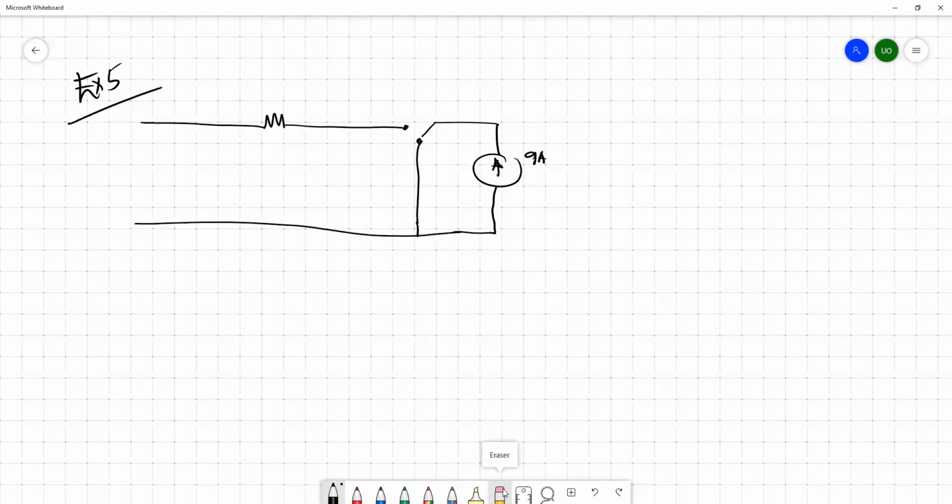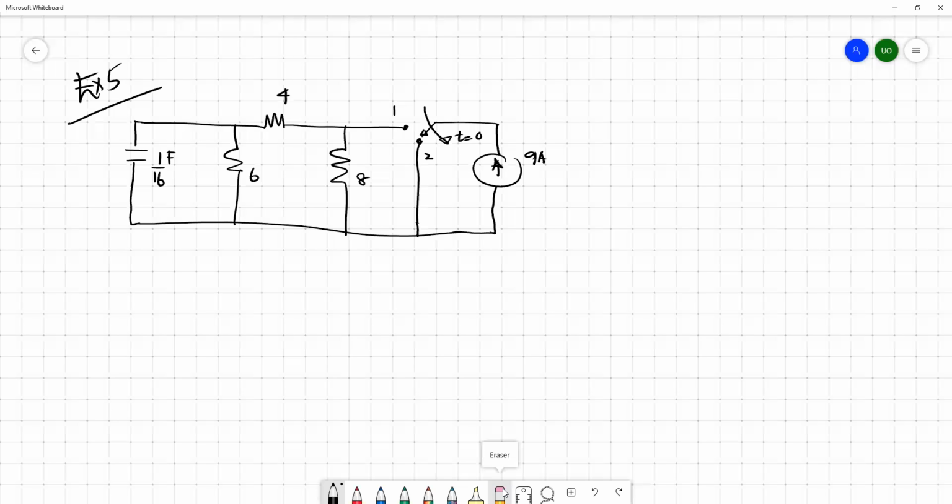Here we have 8 ohm. Here we have 4 ohm, 6 ohm, the capacitor here, 1 over 16 farad. Position 1, position 2, it's a kind of a rotary switch, and this is t equals 0.